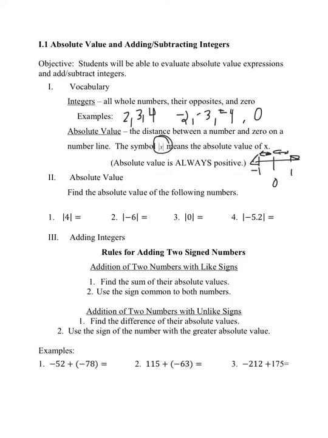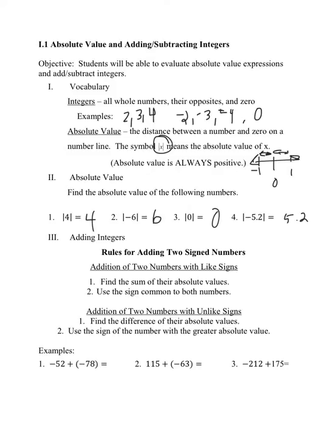So if you're looking at the absolute value of 4, it's going to be 4 because it's 4 hops away from 0. If you're looking at the absolute value of -6, it's going to be 6 because it's 6 places away from 0. The absolute value of 0 is 0 because it's 0 places away from 0. The absolute value of -5.2 is going to be 5.2 because it is 5 2/10 places away from 0. So absolute value is very important when we talk about adding and subtracting integers because you're going to think of these numbers in their absolute value and just apply the rules.